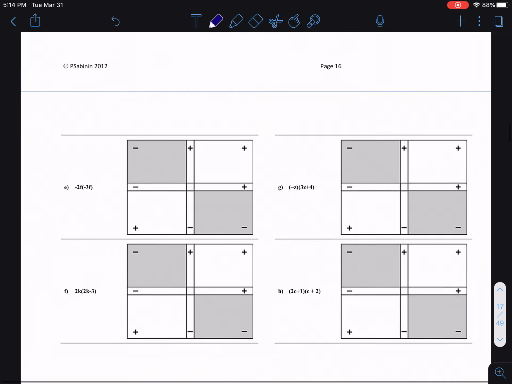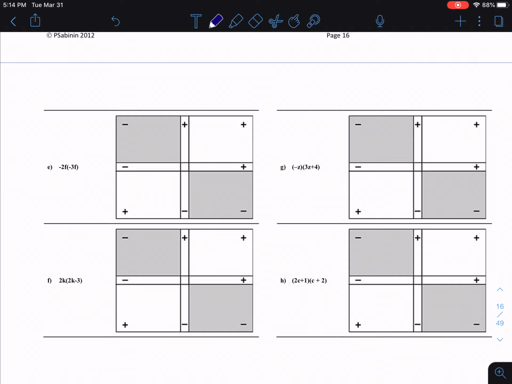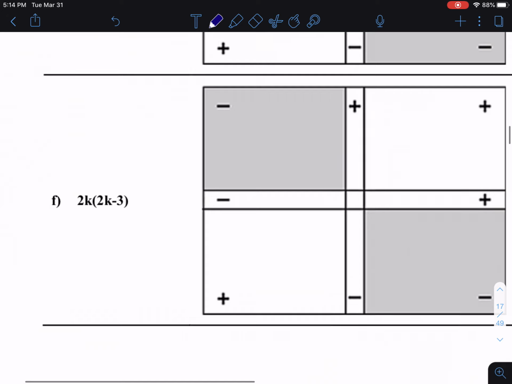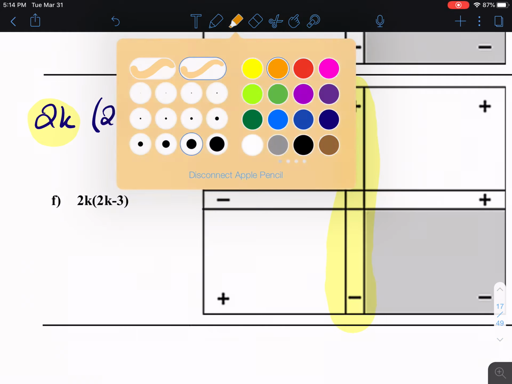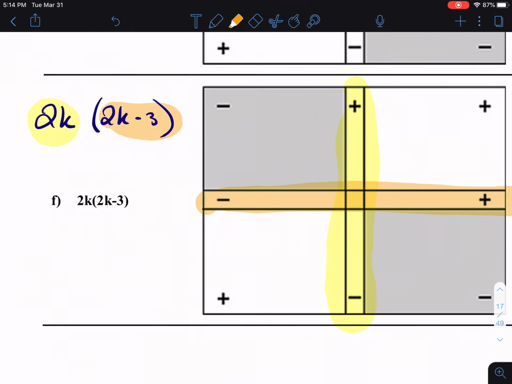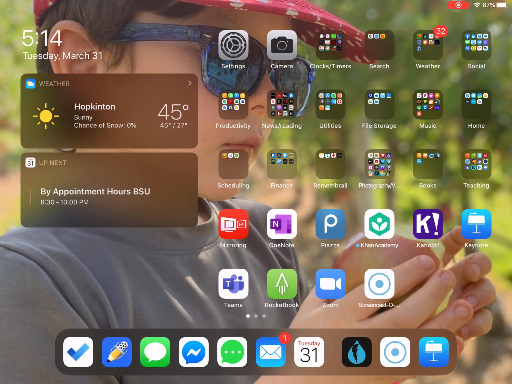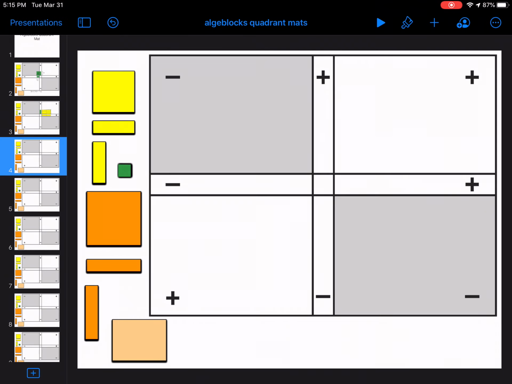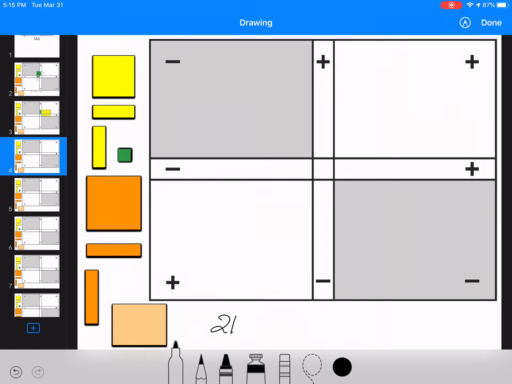So what I'd like you to do is do number E on your own, and let me know if you have any questions, but let's try with F. 2k times 2k minus 3. So if we write this out, then we will have a vertical factor, which is 2k, and a horizontal factor, which is 2k minus 3. So let's go back to Algeblocks and see if we can model this. 2k times 2k minus 3.